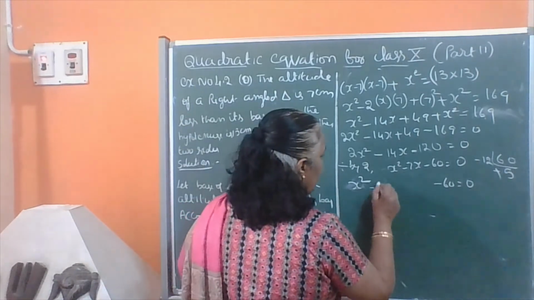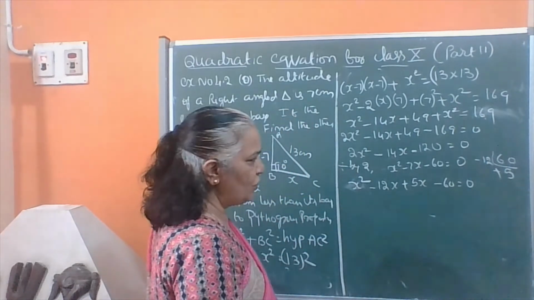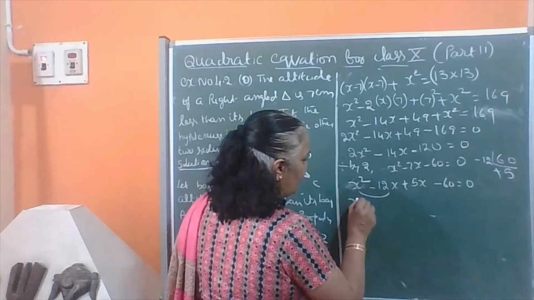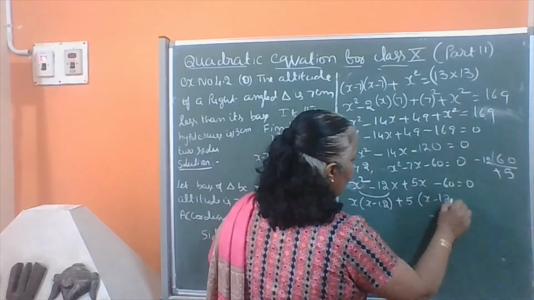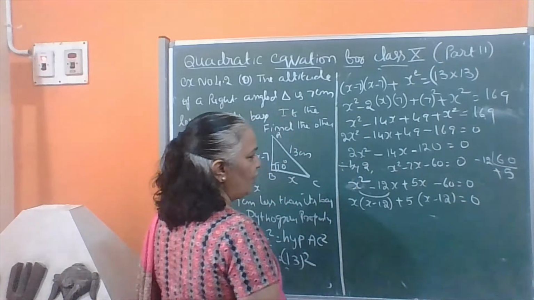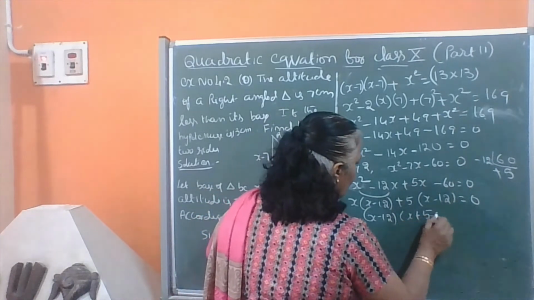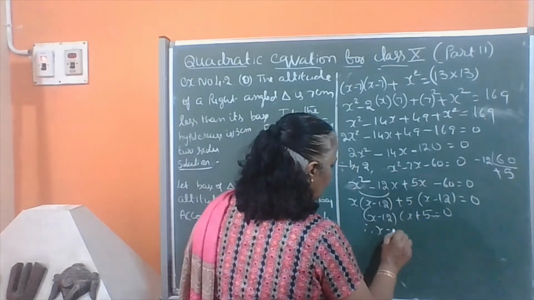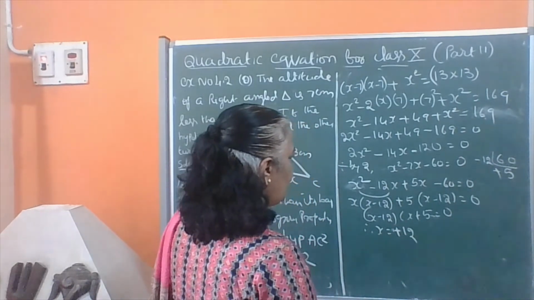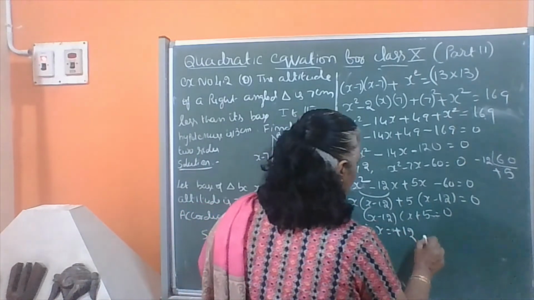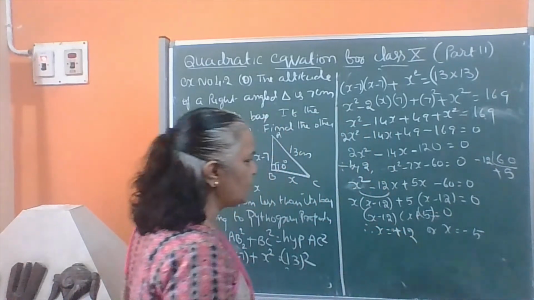Now I will write x square minus 12x plus 5x minus 60 is equal to 0. If you find the common factor, it is x minus 12 and x plus 5. Here x minus 12 is equal to 0, and here x plus 5 is equal to 0. Therefore, x equal to plus 12, and here x equal to minus 5.